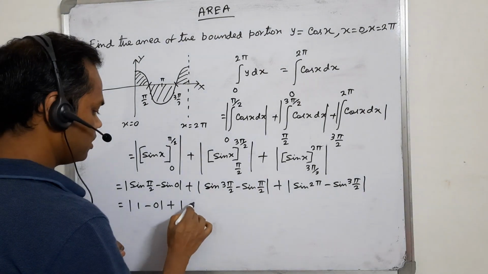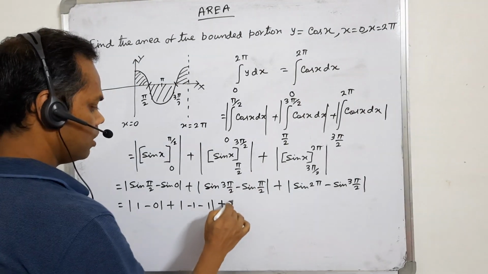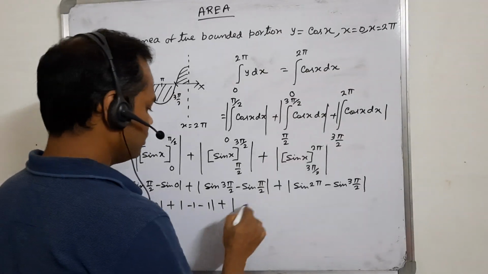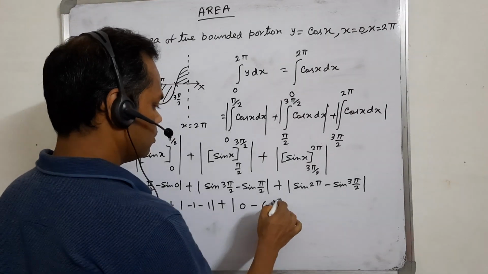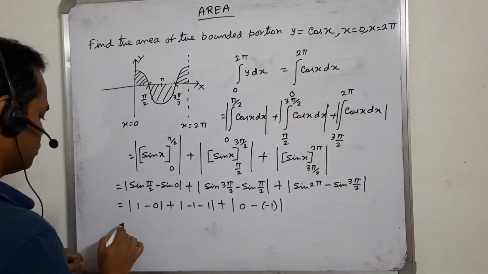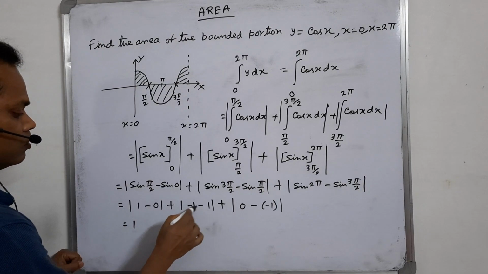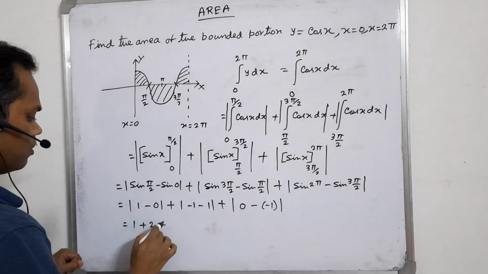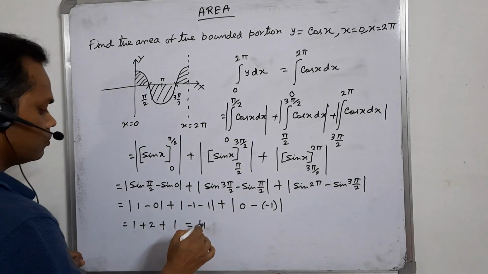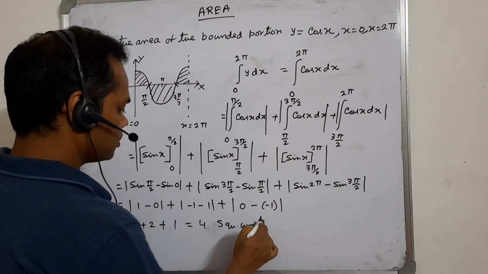Plus modulus of sin 3 pi by 2 is minus 1 and sin pi by 2 is 1, so modulus of minus 2 is 2, plus modulus of sin 2 pi is 0 minus sin 3 pi by 2 is minus 1, so modulus of plus 1 is 1. So this equals 4 square units.